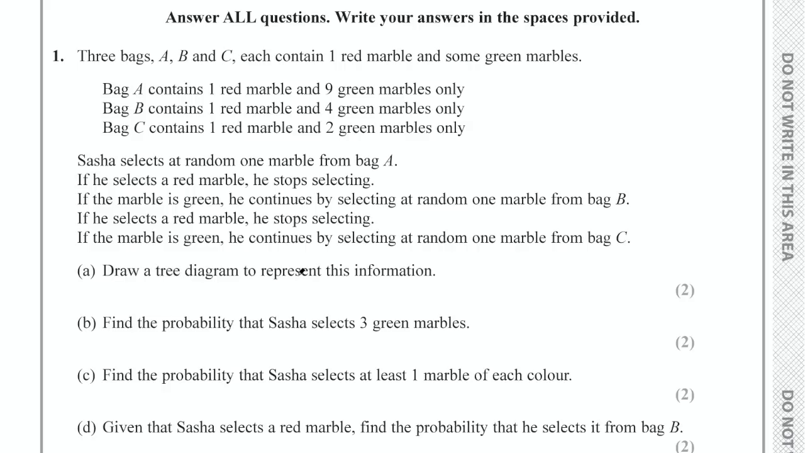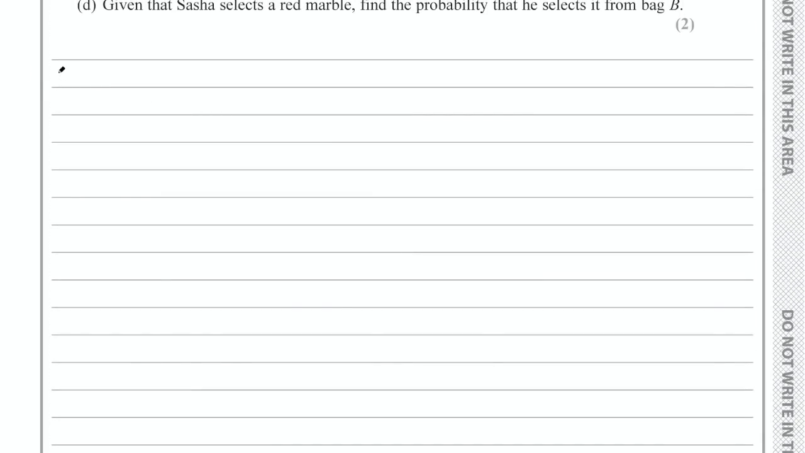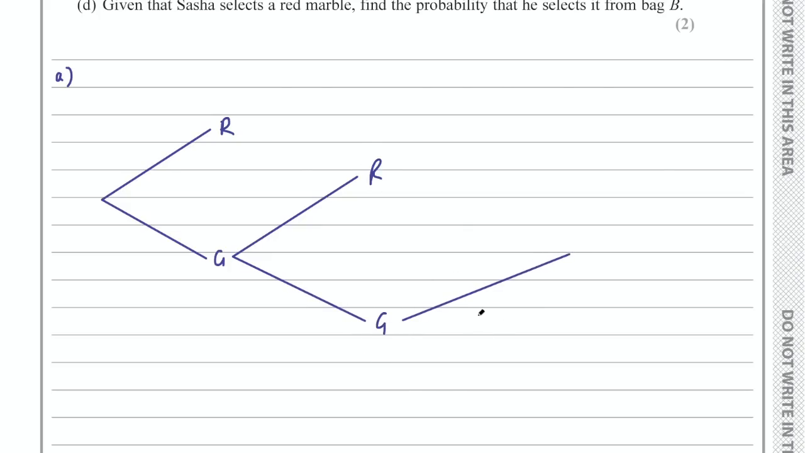Part A says draw a tree diagram to represent this information. Okay, so we're going to have 3 picks on this tree diagram, so let's give ourselves enough room for 3 picks. The first one, we can either get red or green. If it was green, then we went ahead and picked another one. If it was red, the tree stops. So from green, there's going to be another branch. And again, if it was green, we went on and made a pick from bag C, so we're going to have another branch from the green branch. And again, it could be red or green. Okay, so they're my branches.